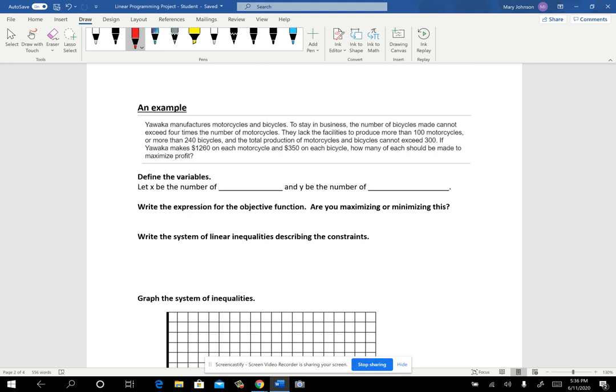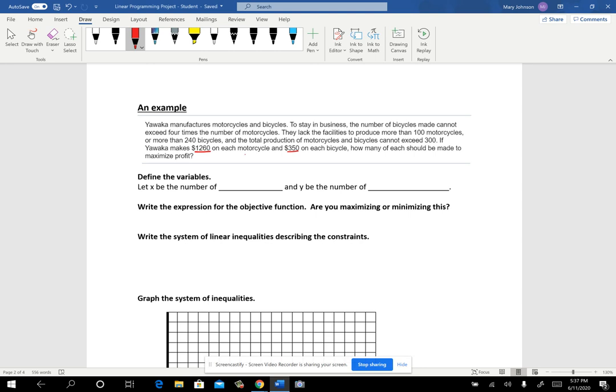The total production can't exceed 300. If Yawaka makes 1,260 on each motorcycle and 350 on each bicycle, how many of each should be made to maximize the profit? So in other words, they make a profit of 1,260 on one motorcycle and 350 on one bicycle. We're trying to determine how many of each of these we could make, okay?